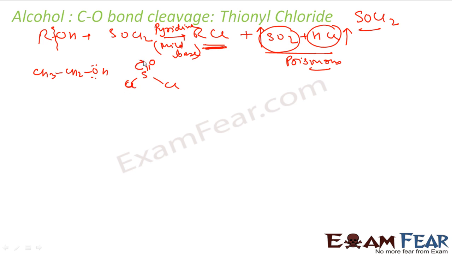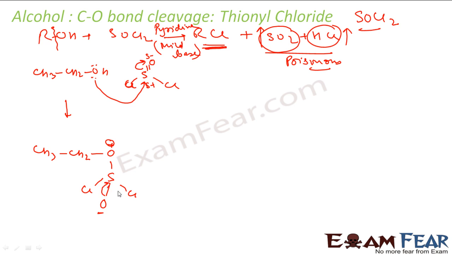Correct? So oxygen is slightly negative and the sulfur gets a slightly positive charge. Since the oxygen has a lone pair, it will give electrons to this sulfur, right? So what it will form is CH3CH2O. Since oxygen has given electrons, it will get a positive charge, then S, and then I have Cl, and then I have O minus here, right? One more here, I had O minus. Correct? Now this O minus will kick this chlorine out.